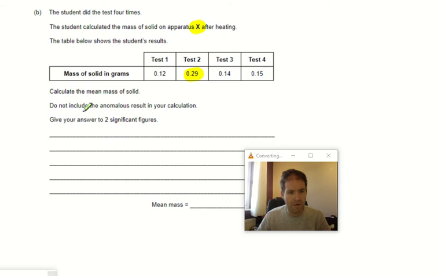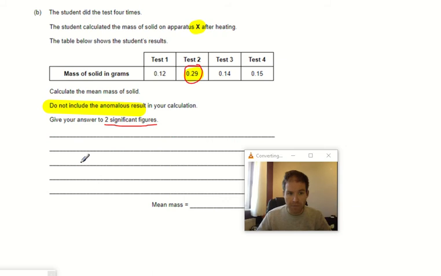Calculate the mean of the solid. Do not include the anomalous result. So straight away we need to work out which one is anomalous. We're going to circle that one because it doesn't match the others. There must have been some kind of error in that one. Okay, can you give your answers? There's 2 significant figures. That's really key at the bottom in mass.